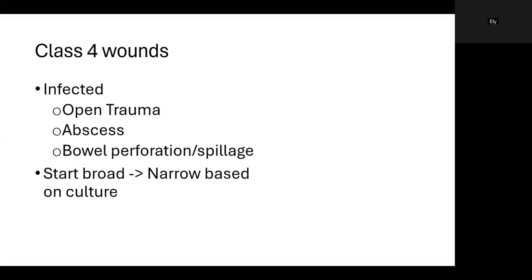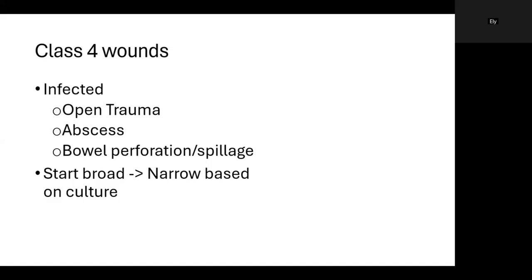Then for class 4 wounds, these are by definition infected. They include things like open trauma, if there's an abscess present, if there's bowel perforation or spillage that's beyond what's expected. And again, by definition, these are considered infected, and they will need antibiotics during the procedure. The general idea is to start broad and then narrow based on any culture that we collect during the procedure.